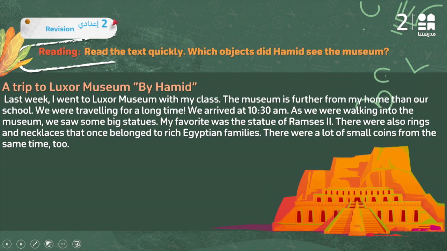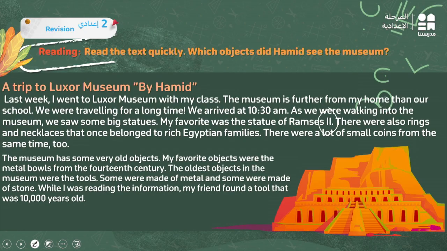هنا when I refer with this sign, it means the second. It's Latin. دي حاجات زي أرقام مكتوبة باللاتينية. Okay, so ده كان تمثال رمسيس الثاني. There were also rings and necklaces. يعني كان في زي مجوهرات خواتم عقد مثلا that once belonged to rich Egyptian families. There were a lot of small coins from the same time too. Coins اللي هي العملات. So that was the first extract أو ده أول فقرة.